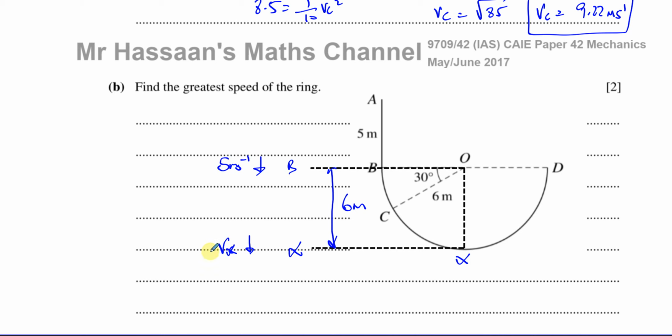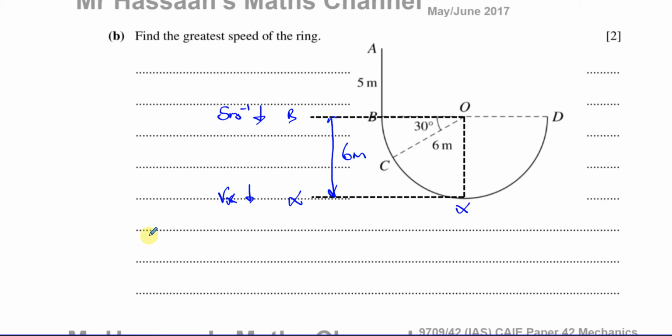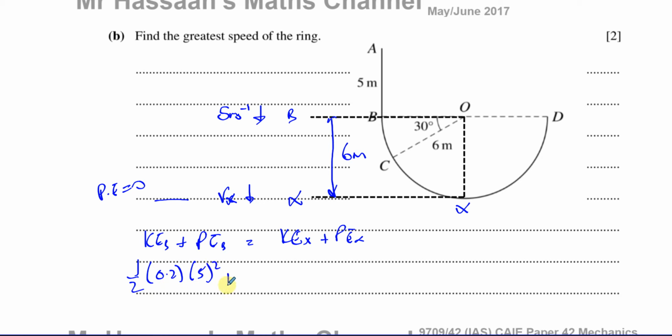So we can compare the total mechanical energy at B and X. The kinetic energy at B plus the potential energy at B is equal to the kinetic energy at X plus the potential energy at X. Let's say the potential energy is 0 at this level here. So at B, you're going to have a half times the mass, 0.2, times the speed, 5 squared, and the potential energy is the mass times g times the height, which is 6. And that's equal to the kinetic energy at X, a half times the mass times V at X squared. V at X is what we're asked to find, the greatest speed of the ring, which will be at the lowest point here. Plus the potential energy here, which is 0, because we call this the 0 level.